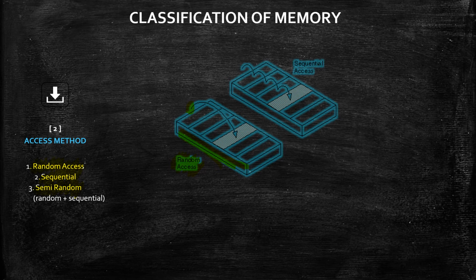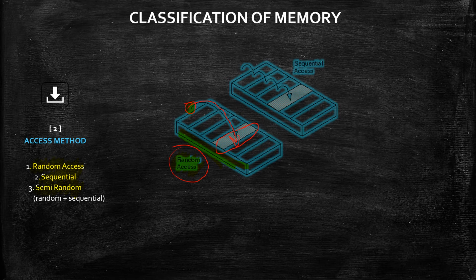Okay. Suppose I'm at this location and I want to reach this location. In that case, what will happen? This memory or this technology directly jumps to the desired location, right? Because this follows random access.